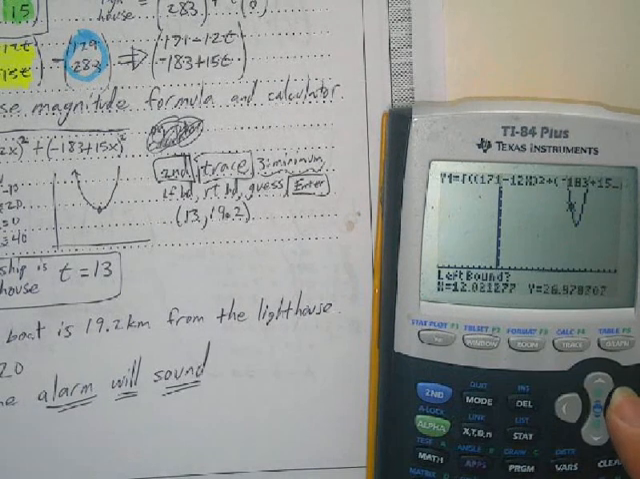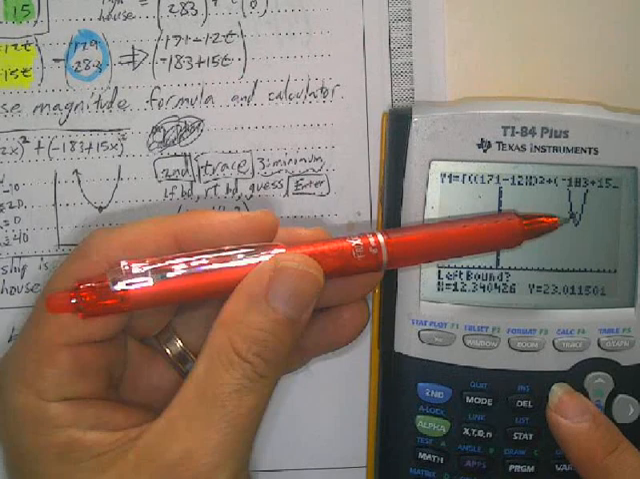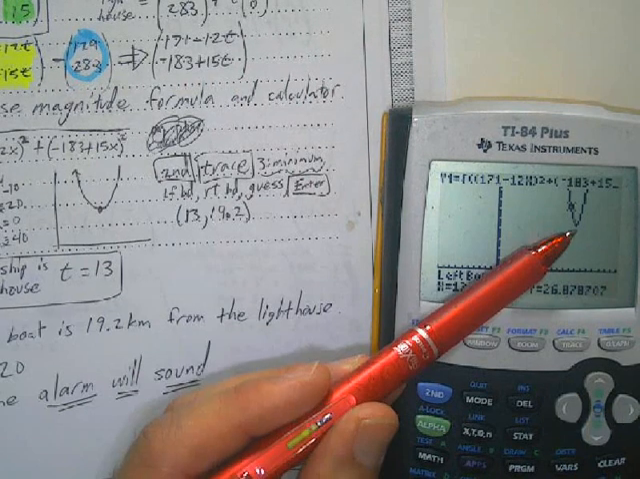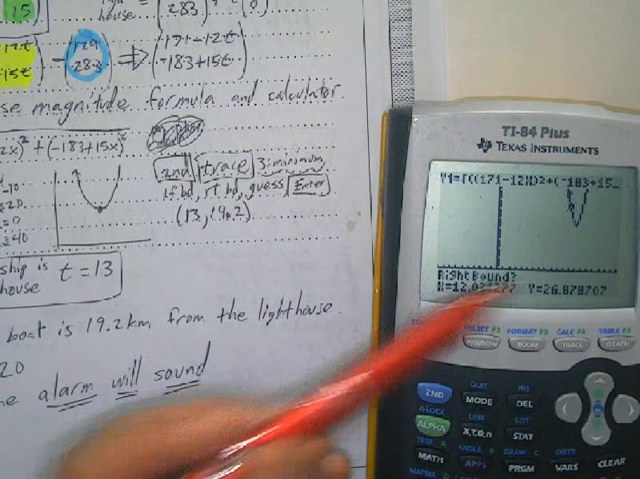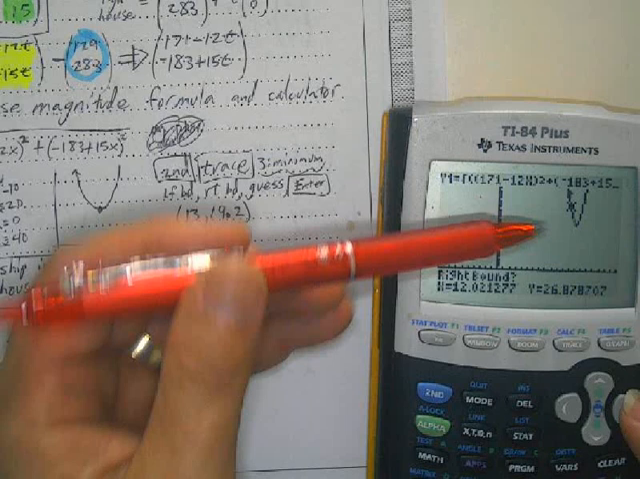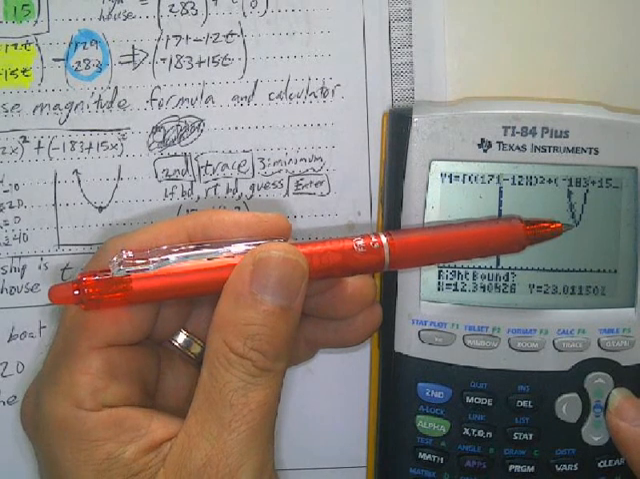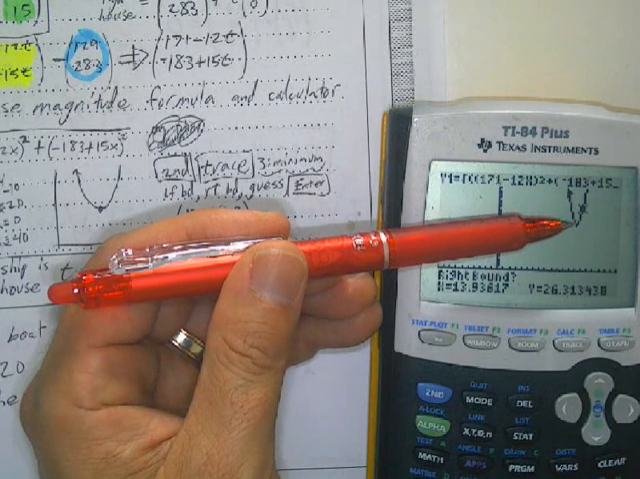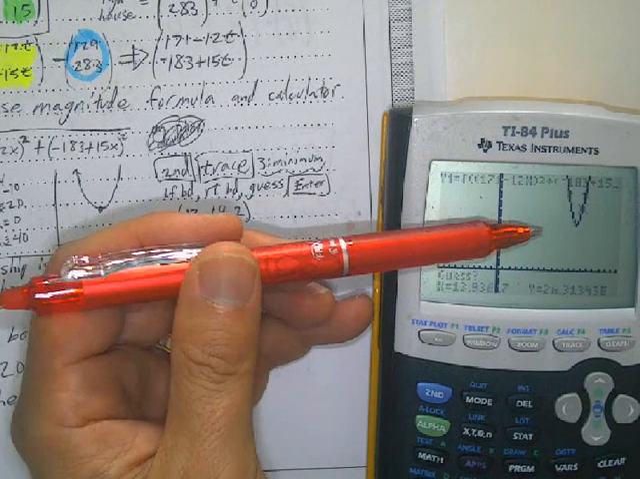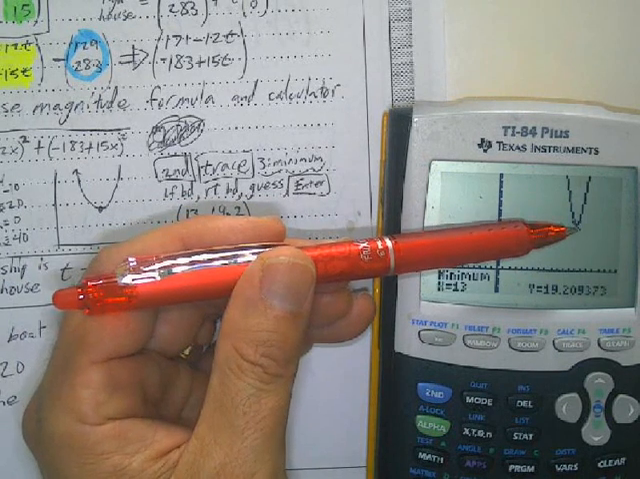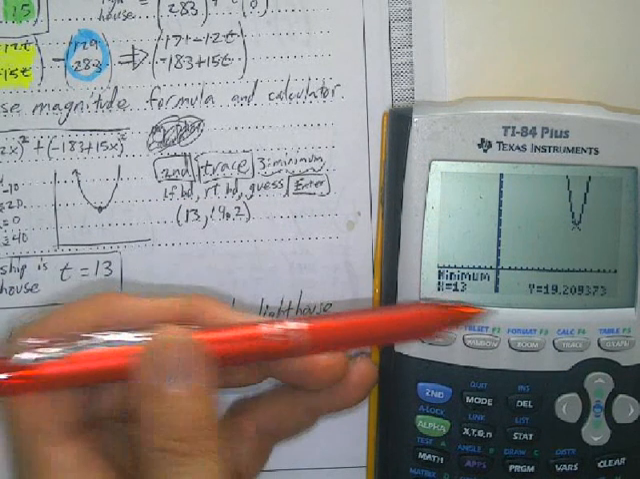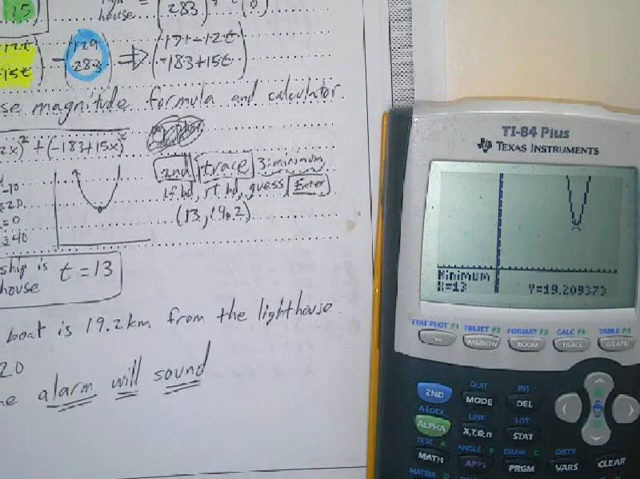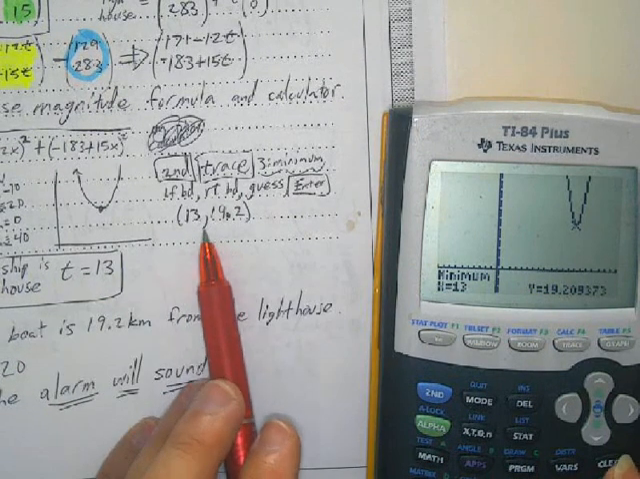Oh, okay, there it is. So I'm on the left of the minimum. I hit enter. Now it says right bound. I need to go to the right of where my pen is pointing. I'm hitting the right arrow, okay, I'm to the right. I hit enter. It says guess. I hit enter, and now the calculator computes. Okay, so this coordinate here is 13, 19.2.